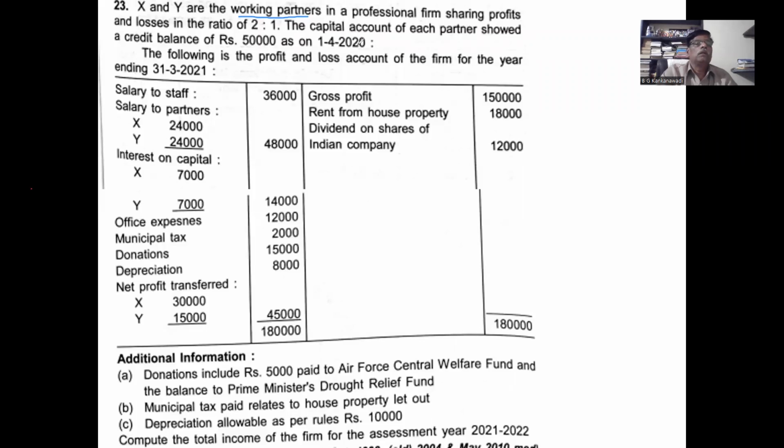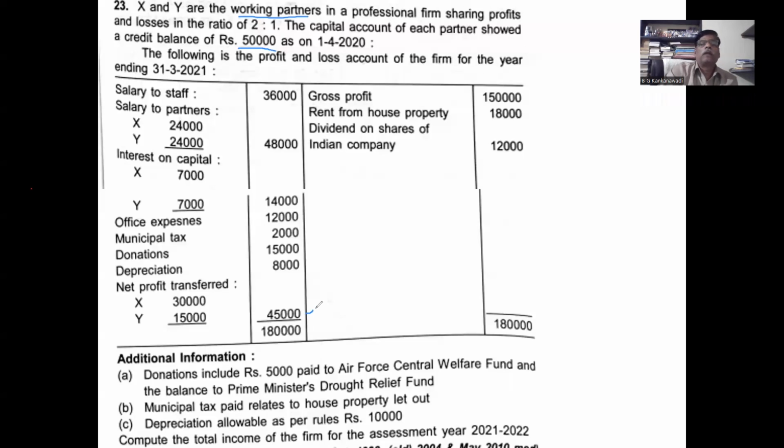Then you see the capital account of each partner shows a credit balance of 50,000. Each partner's capital balance is 50,000, meaning first partner 50,000, second partner 50,000. So the total capital of the firm is 1 lakh. Then you see the net profit as per P&L account is 45,000.